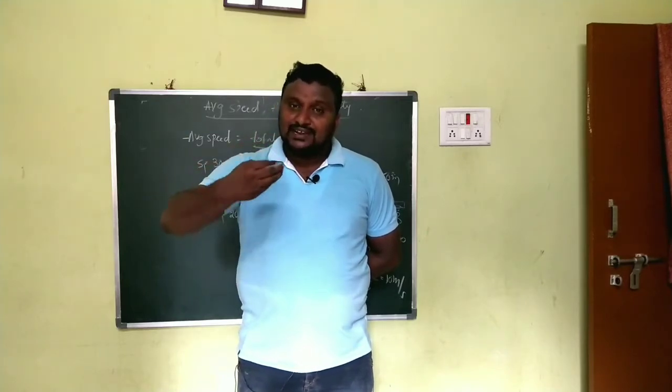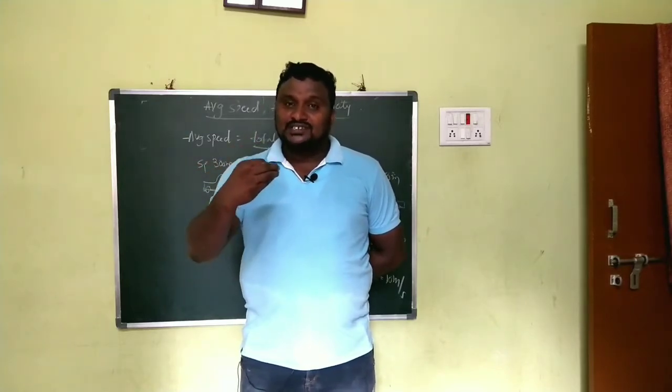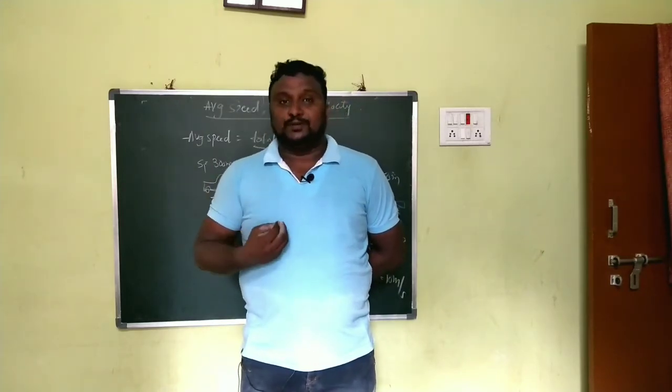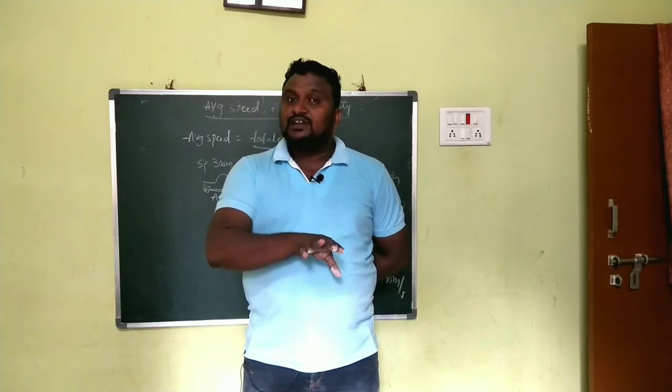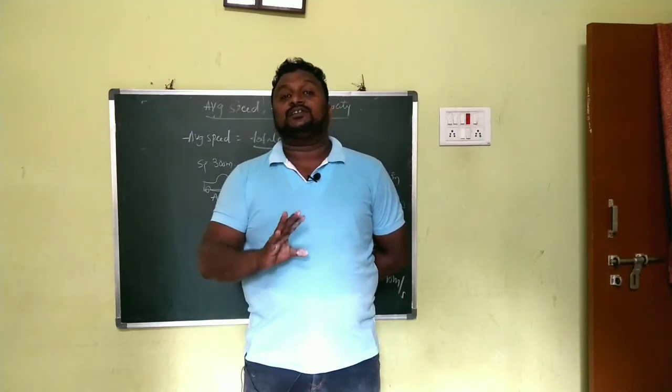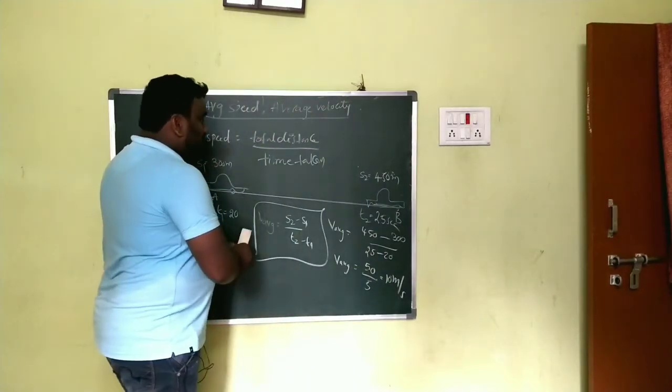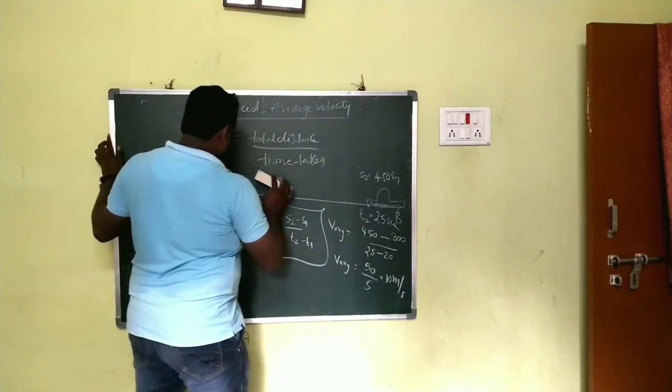And average speed means what? Total distance by total time taken. The total distance covered by the body in a time interval is called average speed. What is the difference between instantaneous speed and average speed? For example, here I am giving you the same example.